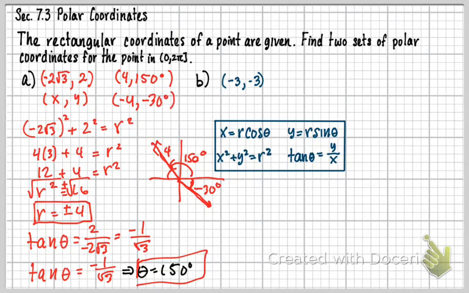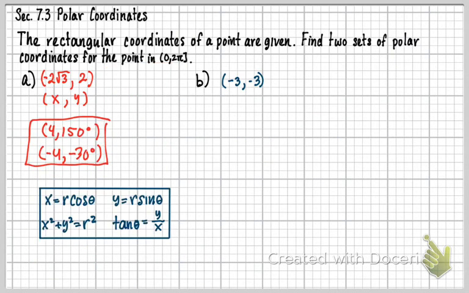So I can say negative 4, negative 30 degrees. So there's 2 polar coordinates for the point between 0 and 2 pi of the rectangular coordinate negative 2 square root of 3, comma 2. So there's my 2 answers for that one. So now let's move on to the next one now. So here we go. Let's talk about negative 3, 3 now.